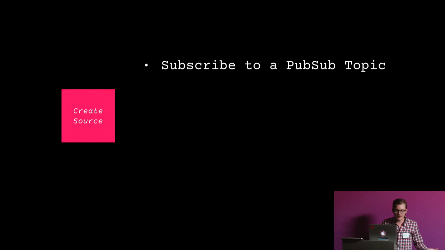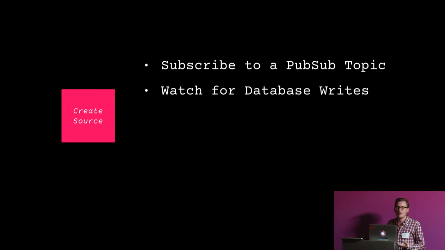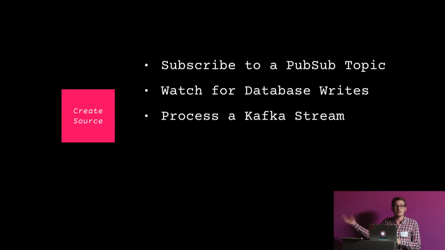But we could do other things. Another thing we might want to do is watch for database writes onto a database that will give us a live stream of writes that arrive. That way, we could trigger queries that say, hey, somebody just edited this thing that you're subscribed to, so I want to tell you about that. We could process a Kafka stream. Kafka is a super cool library and framework that if you haven't checked that out, you probably should.